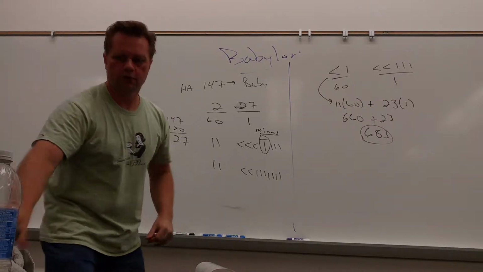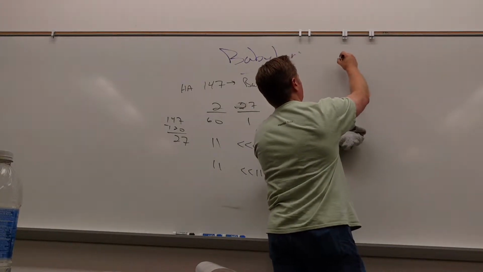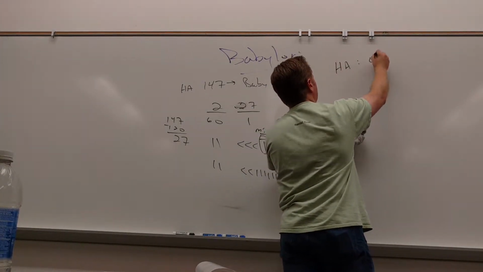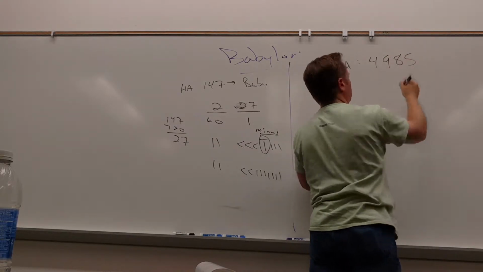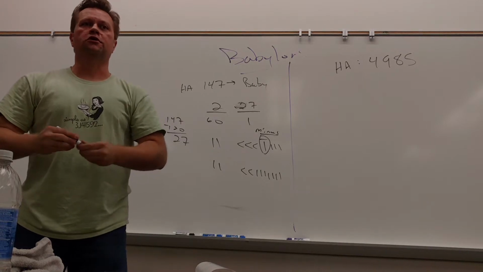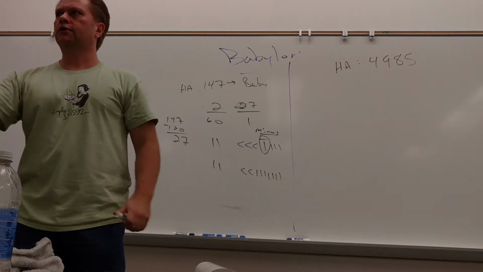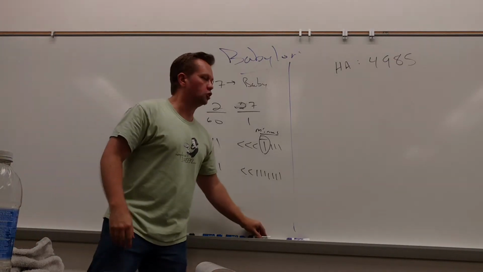All right, so try this one. In Hindu-Arabic, it's 4,985. So just to make sure you start off right, how many places are you going to need? 3. 1s, 60s, and 3600s, exactly. So do it.